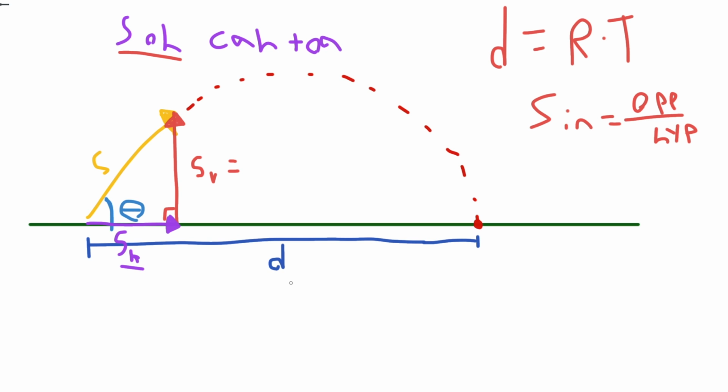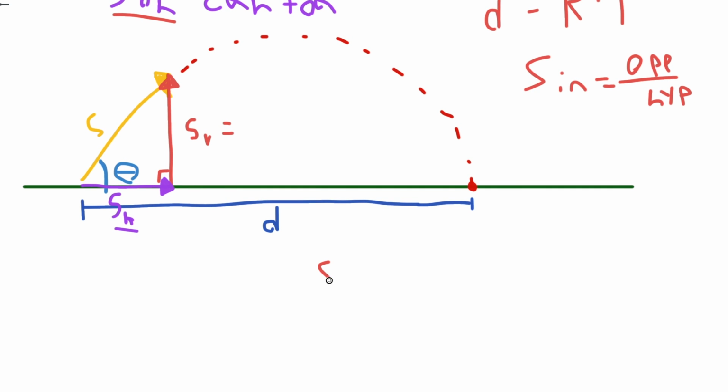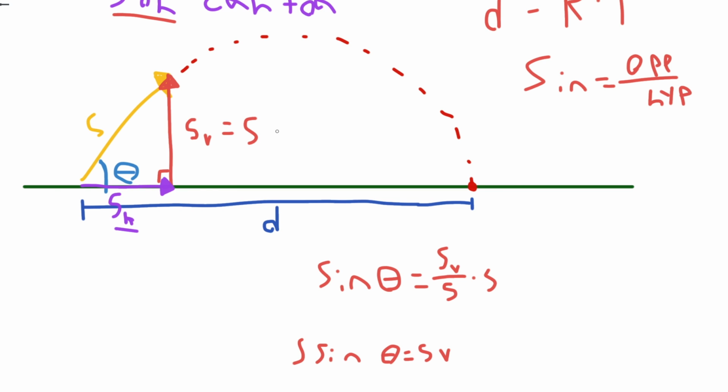So let's put that into an equation. Sine of theta equals the opposite, S vertical, divided by S, because that is the hypotenuse. Now let's solve for SV. If we multiply both sides by S, we get S sine of theta equals SV. So that means SV equals S sine of theta.